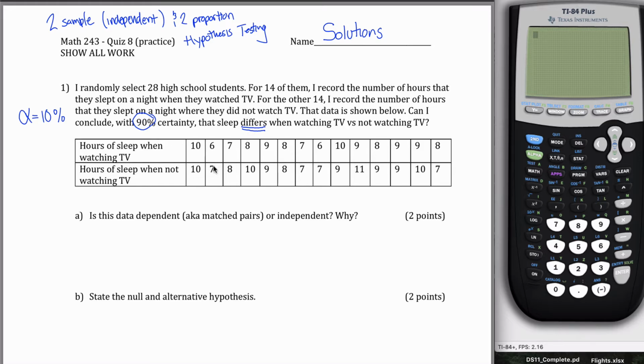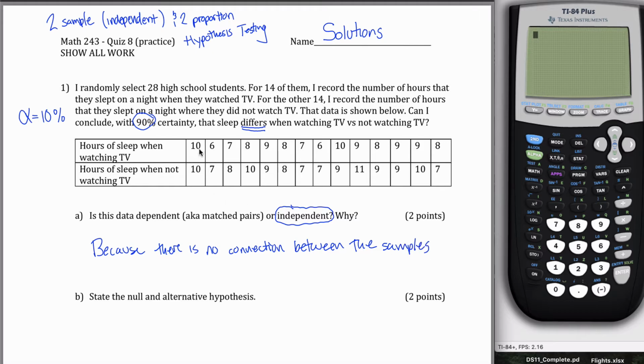And here's the data. Note that it makes no sense to do subtraction here. I don't take this 10 and subtract this 10 because these two observations are not connected. The data is independent. So is this data dependent, aka matched pairs? No, it's not. It is independent, so circle that. Why? Because there is no connection between the samples. It's a pretty weak explanation. Maybe I can just write that and talk a little bit more about it.